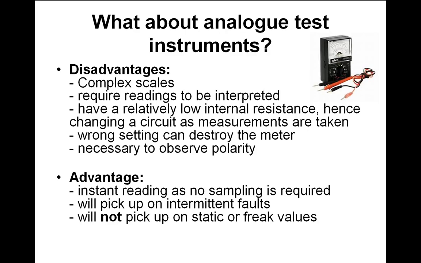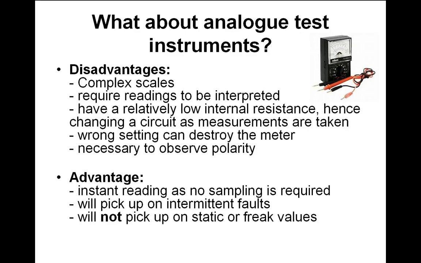Human error is very easy to get into when you use an analog meter. With a digital meter, it's not that difficult, especially if it's an auto range one. You just stick it on and it gives you a reading. It sometimes takes a little bit of time for the meter to settle down on a value, and an analog meter is pretty much instantaneous.